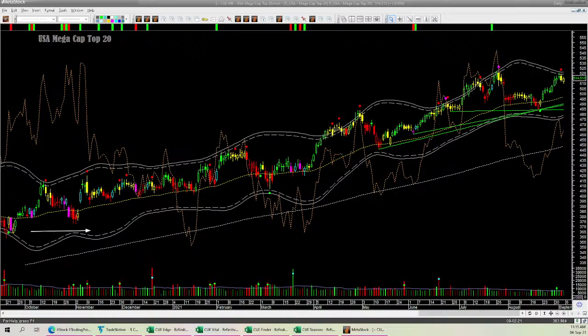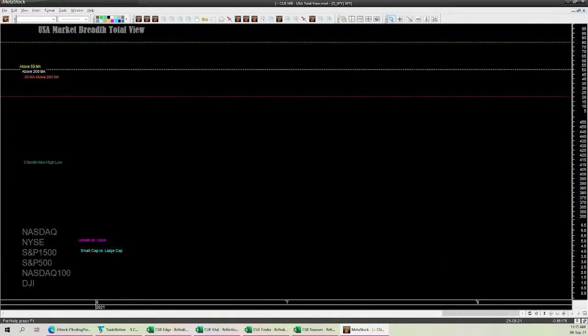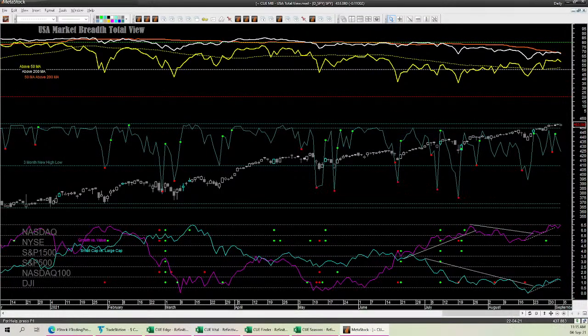Hardly ever came below the yellow direction line. So it is in a clear uptrend. From this angle also, the mega cap chart also, there is no weakness. It's bullish.